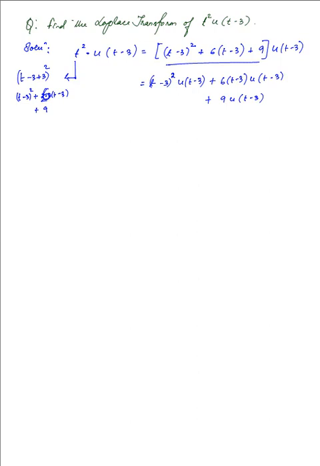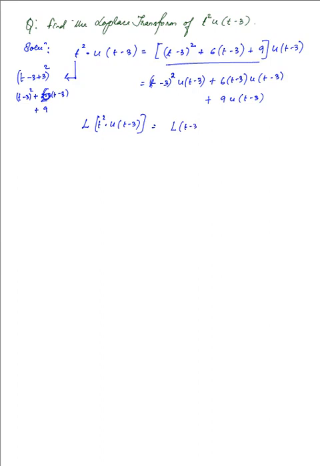Now with the Laplace transform of t squared times the unit function of t minus 3, we get this as the Laplace transform of the first term, of the second term, and of the third term. So we write that individually.